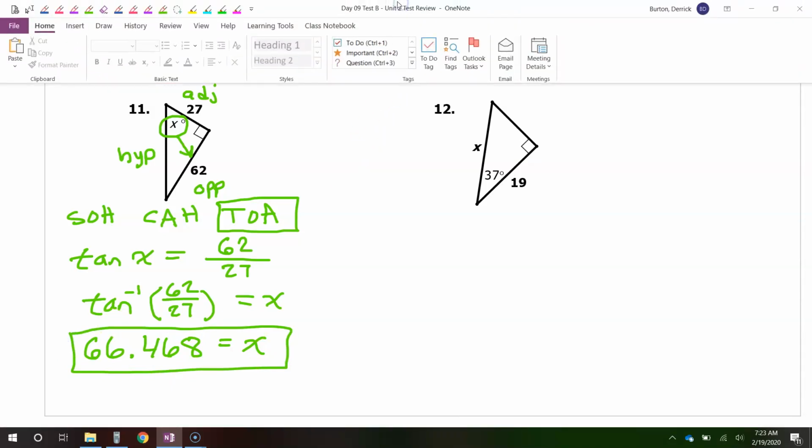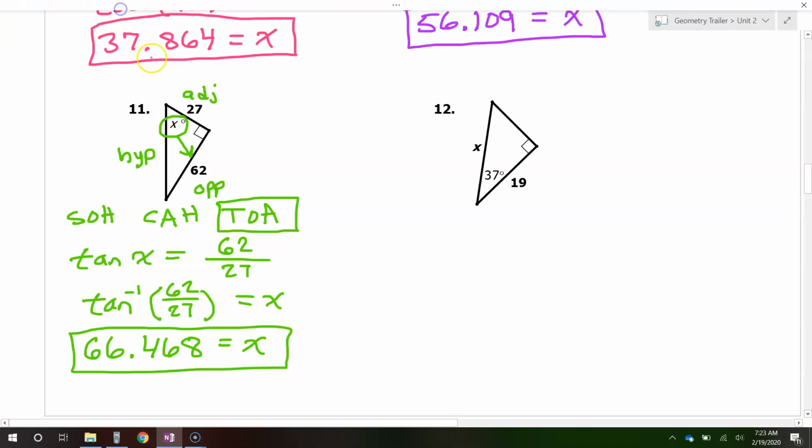Okay, moving on to number 12. Where is the hypotenuse? The hypotenuse is right here across from the 90-degree angle. Circle the angle that you are given. Draw an arrow. That is going to tell you the opposite side. The other side will be the adjacent side.